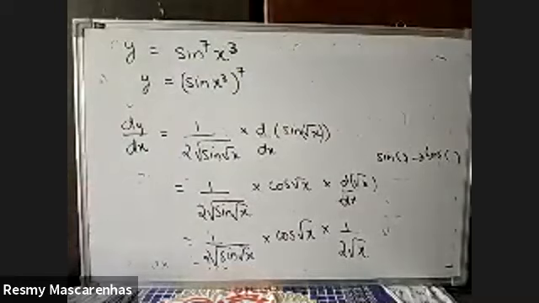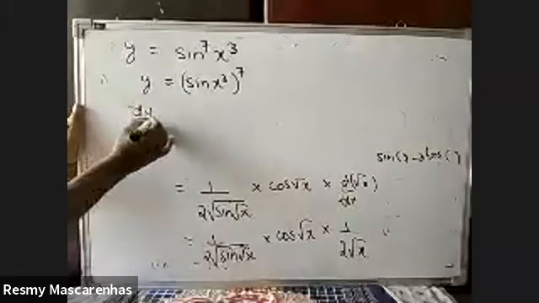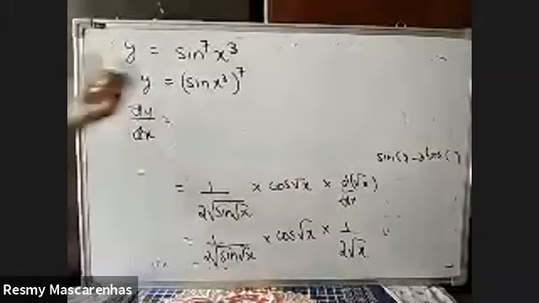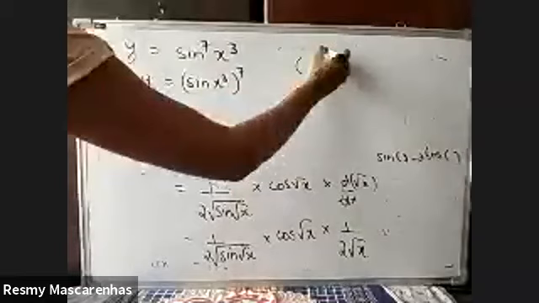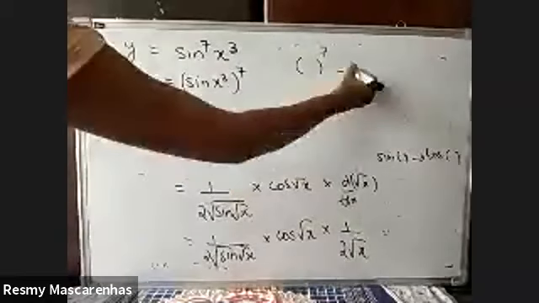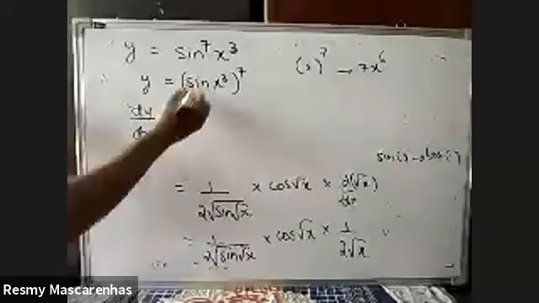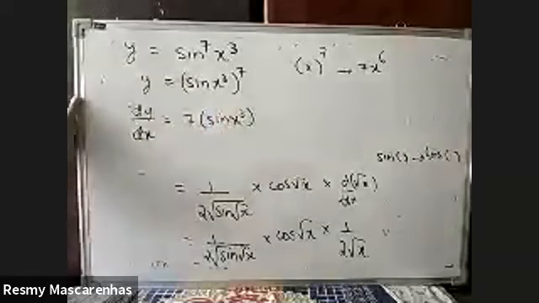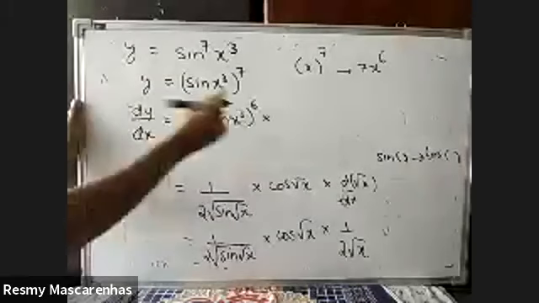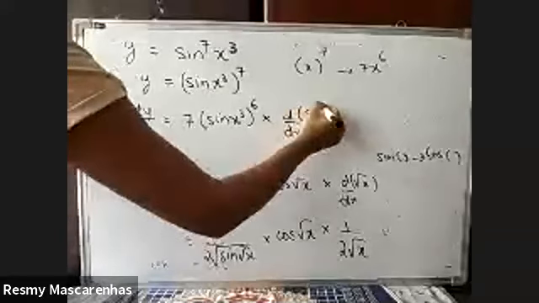Okay, now start taking the derivative. So it is in which form now? Something raised to 7. Something means some function raised to 7. If we had considered x raised to 7, then the answer would have been 7x raised to 6. In the same way, this will be 7 times sine x cube raised to 6, into the derivative of whatever was inside the bracket instead of x. So the derivative of sine x cube.